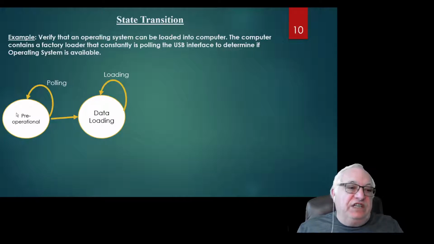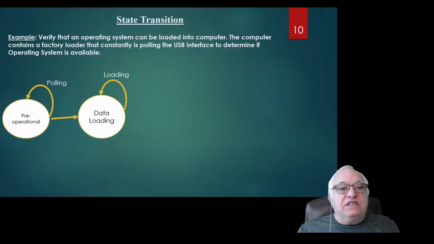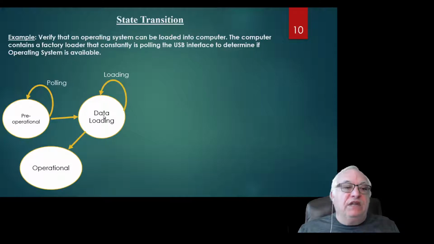USB, then it changes state from pre-operational to data loading state. During the data loading state, it's going to load all the data from the memory stick, and then it's going to load it. Now, with the loading, there are two things that can happen here. It can just load the operating system completely and then install it, or maybe install it as it loads it. Anyhow, once the data loading is complete, then the system goes into a different state, which is the operational state.